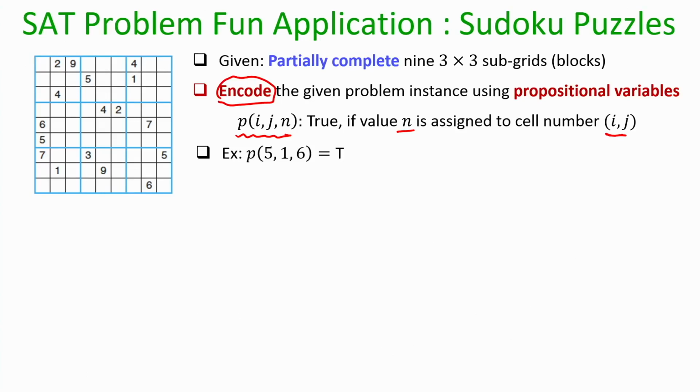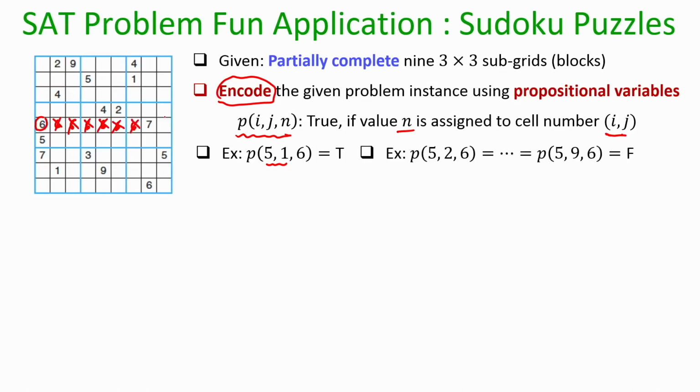Since I am already given some filled cells here in this particular case, for instance, if you take the fifth row and the first column, it is already occupied with the value 6. That is why the propositional variable p 5 1 6 is true, and since 6 is already there in the first column of the fifth row, I can't put 6 in any of the remaining columns of the fifth row.